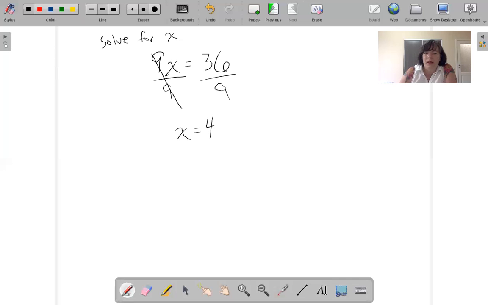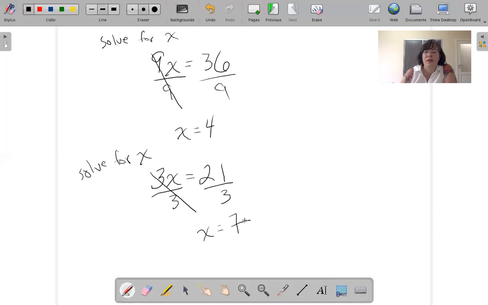Let's do one more. I don't know, 3x equals 21. Solve for x. Divide by 3, divide by 3. These 3s cancel each other out. X equals 21 divided by 3. X equals 7. Okay, that should not have been new for anyone.